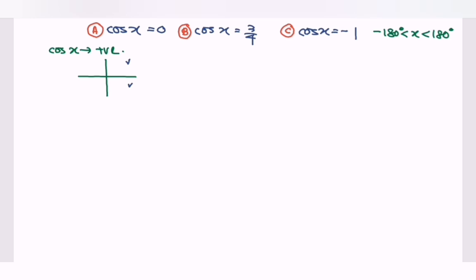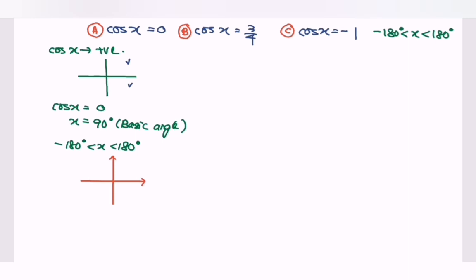Second step is to find the basic angle, where we have cos x equals 0, x will be equal to 90 degrees, which is our basic angle. Step number 3, range. The range will be negative 180 degrees until 180 degrees. Step number 4, the rotation. Kindly refer to the first part, which is positive, meaning the first and the fourth quadrant.